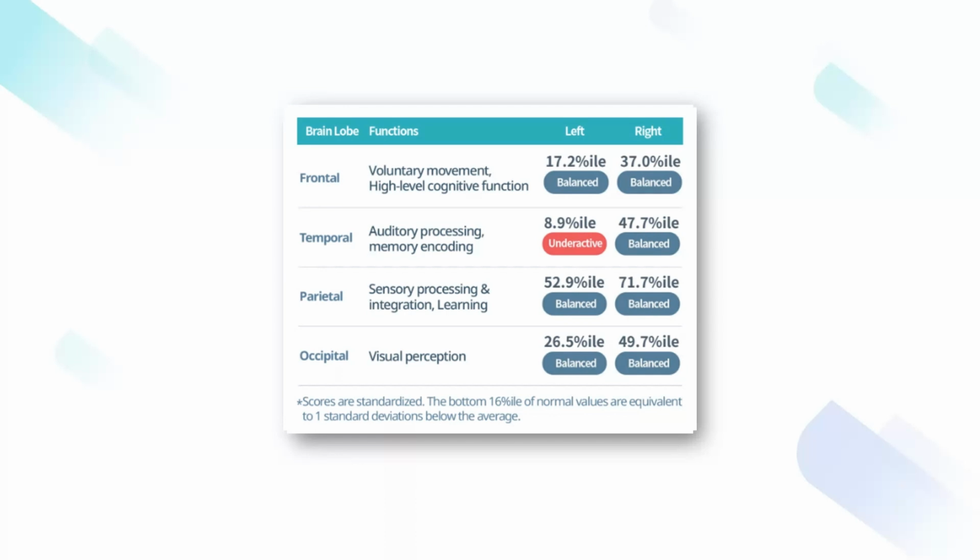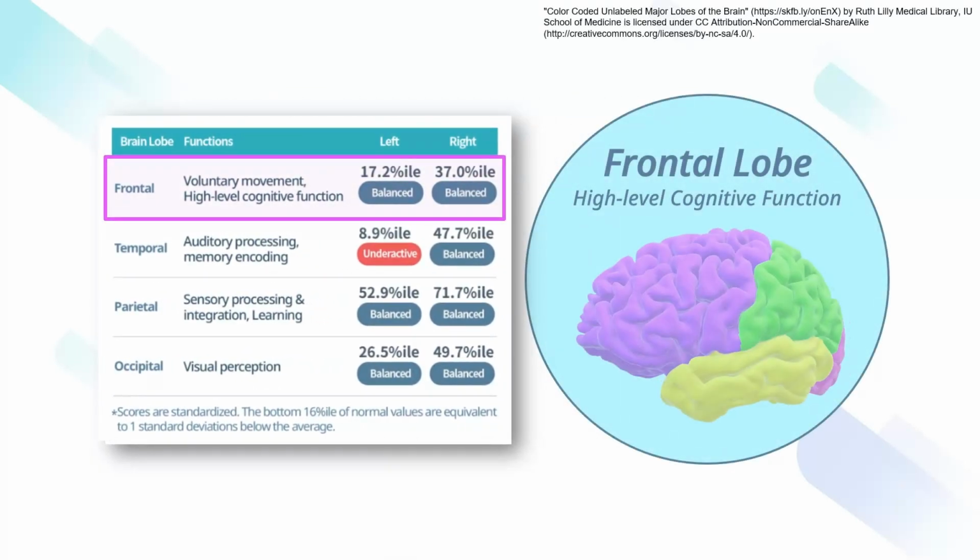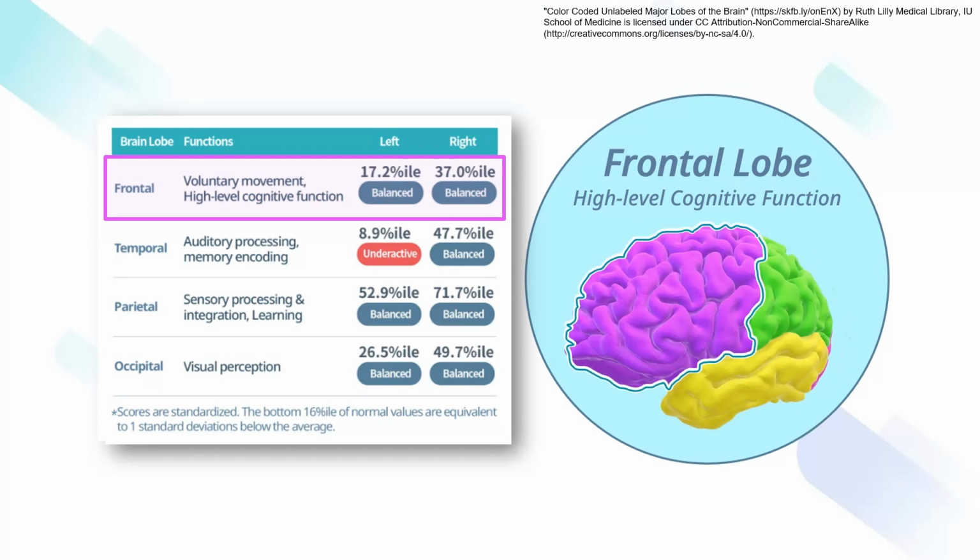So now let's actually talk about all of these different lobes, starting with our frontal lobe. This is the part of your brain used for high-level cognitive function. You can think of this as the thinking part of your brain. This is the part that's making decisions, planning for actions. It's basically your thinking brain. This one, when it has underactivity, is a sign of ADHD in some cases, and overactivity can be a sign of anxiety in some cases.